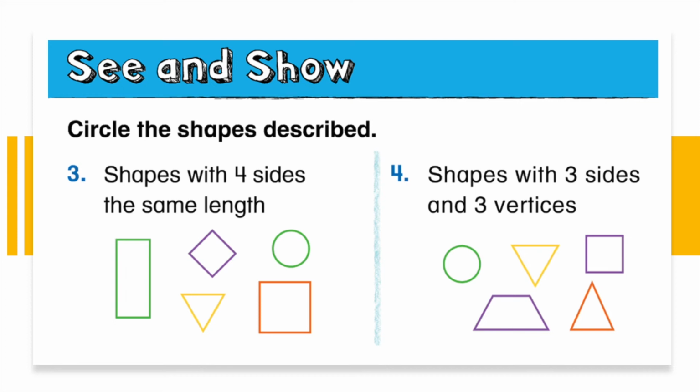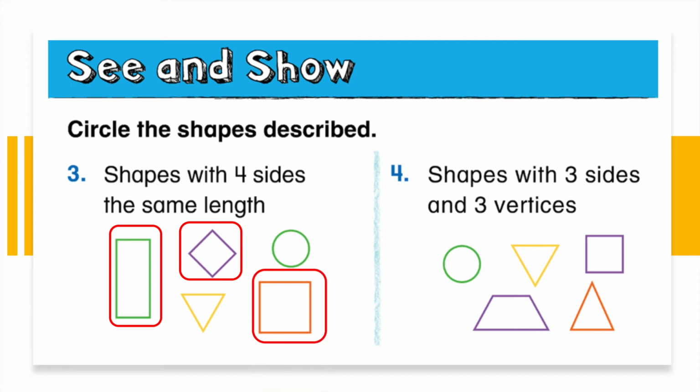And stop. Let's go ahead and check your work. For number 3, we are circling all the shapes with 4 sides the same length. That would be the purple square and the orange square. For number 4, the shapes with 3 sides and 3 vertices would be the yellow triangle and the orange triangle. Go ahead and check your work.